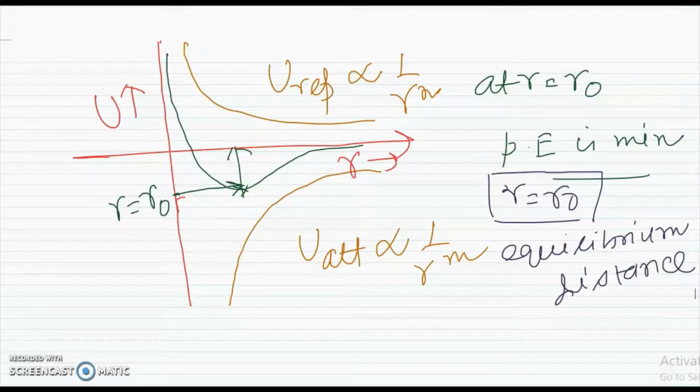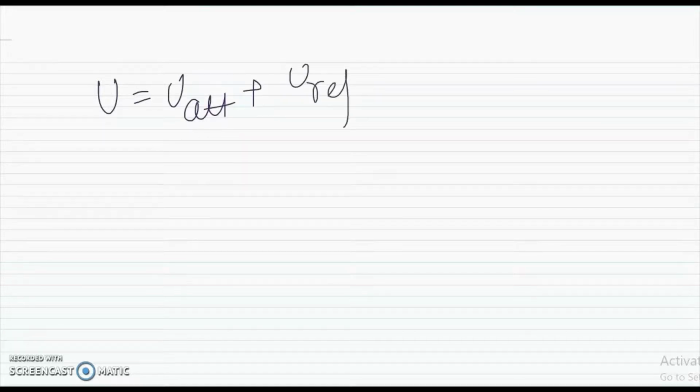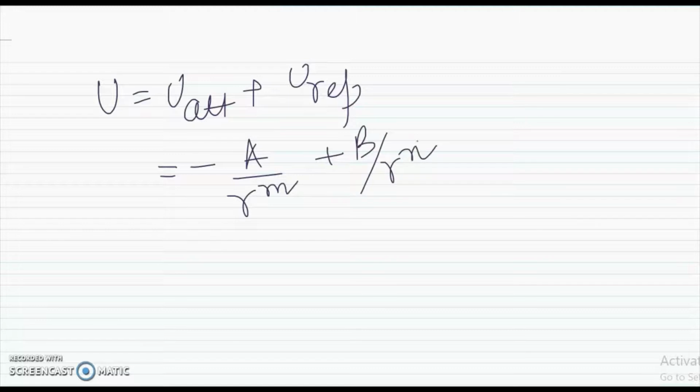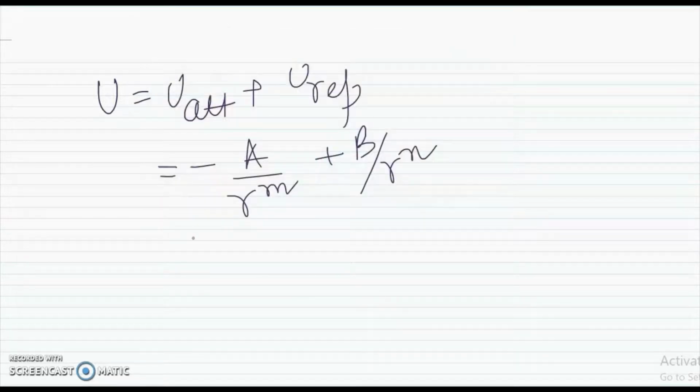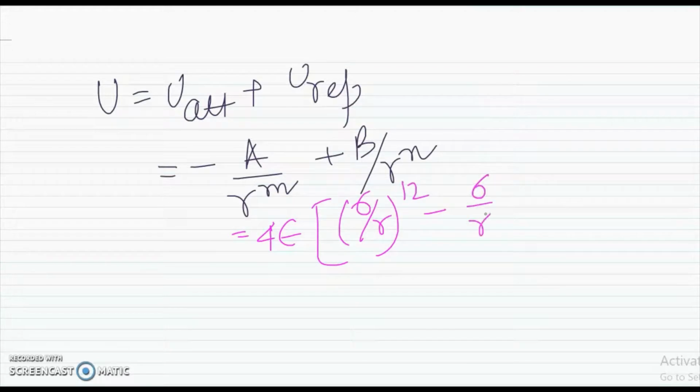So now we can write that the total potential energy U is equal to U attractive plus U repulsive. So we can write it like U is equal to A by R to the power m plus B by R to the power n. The attractive potential energy is negative while the repulsive potential energy is a positive quantity. So we can write it like U equal to 4 epsilon of sigma by R whole to the power 12 minus sigma by R whole to the power 6.